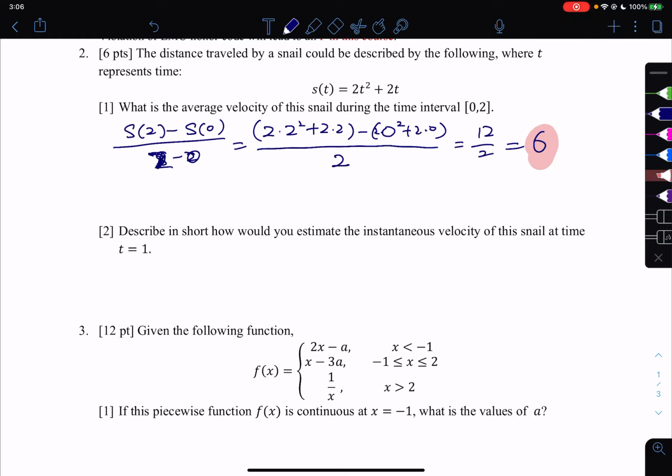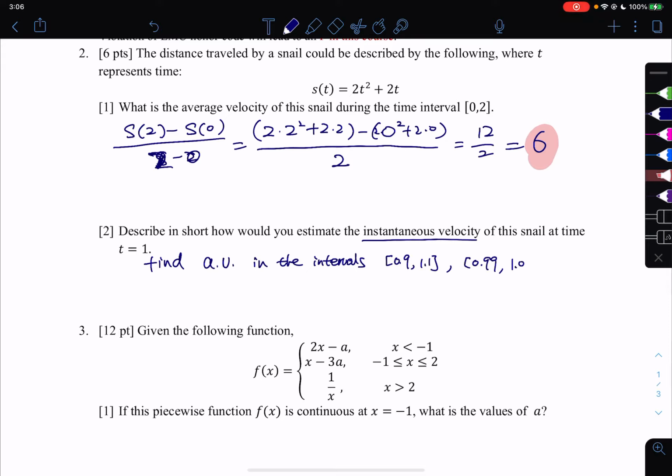So in order to find the instantaneous velocity, essentially you are trying to push for the limit. The general idea is to find average velocity in the intervals. We want the intervals to include 1 but shrinking. So for example, 0.9 through 1.1, and then 0.99 through 1.01, and then 0.999 through 1.001. So basically the intervals need to include the value of 1, but they are having smaller and smaller sizes.